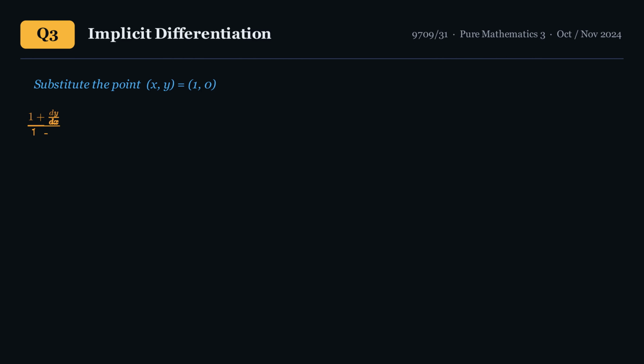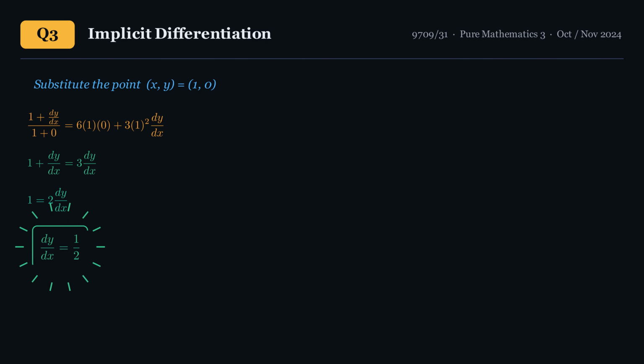The left side becomes 1 plus dy by dx, over 1. This simplifies to 1 plus dy by dx equals 3 dy by dx. So 1 equals 2 dy by dx. The gradient is dy by dx equals 1/2. That completes question 3.